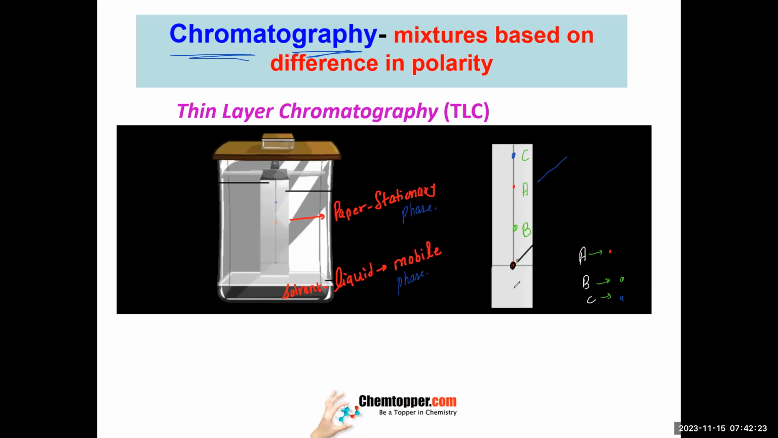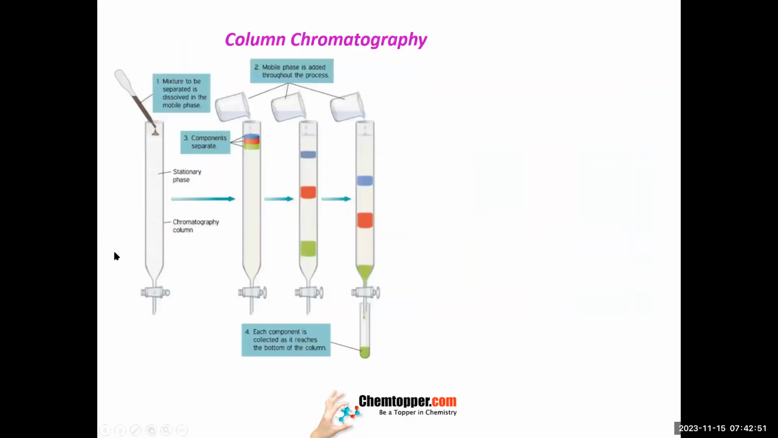That's how we can separate a mixture based on the difference in their attractive forces with the stationary phase, the one which is not moving, and the mobile phase. What is the stationary phase here? Paper. What is the mobile phase here? Solvent. And you can change the stationary phase and the mobile phase, and the name of the chromatography will change.